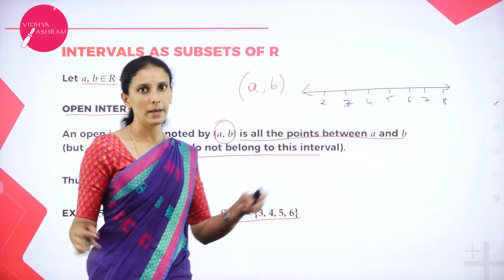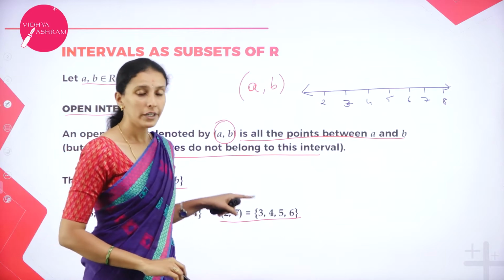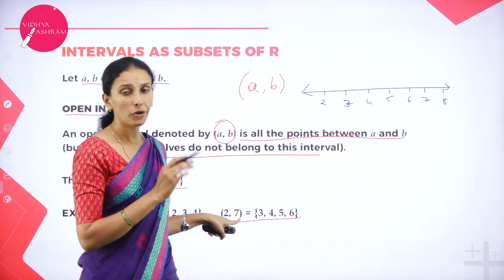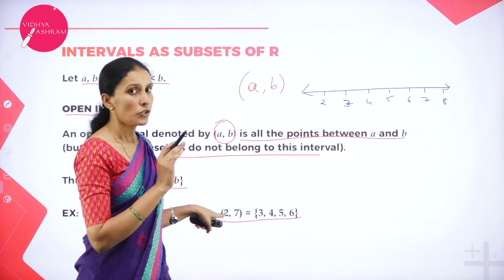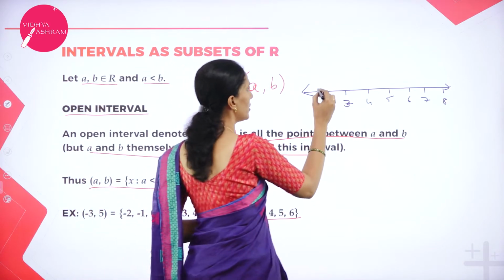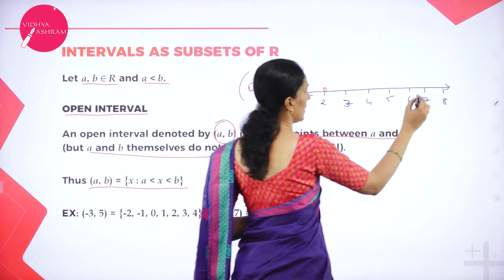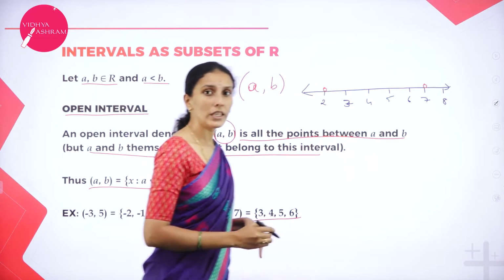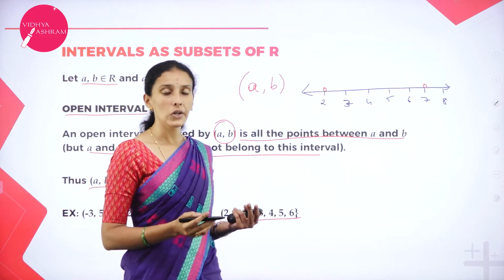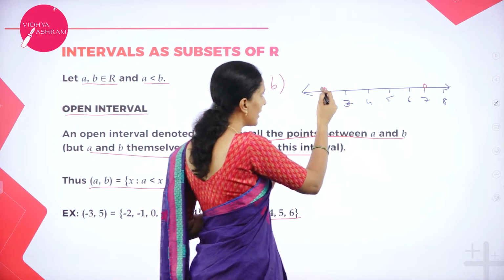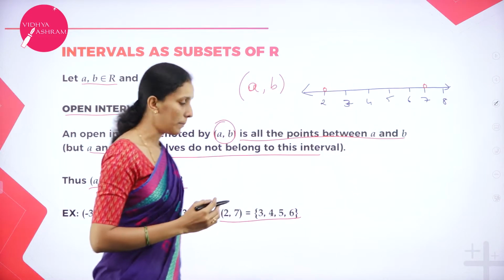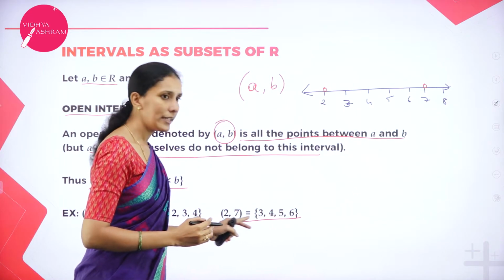So you can extend the number line. How will you denote this on a number line? You are not going to include 2 and 7. So wherever you have 2 and 7, you are just writing an open circle. That means you are not including the number. When you are not including the number, you write an open circle above the number, and you can take all the numbers.